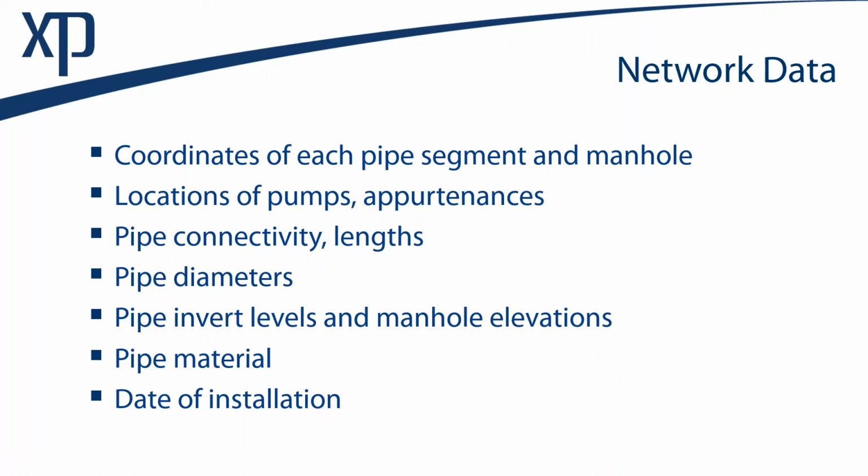We want to understand the pipe material. We typically understand what the roughness value is for a given material because we've gotten it from an engineering document or a manual. But we want to put that in the model, and we'll discuss why later. But if we can get the information, we want the date of installation as well. That can help us as we model the system.